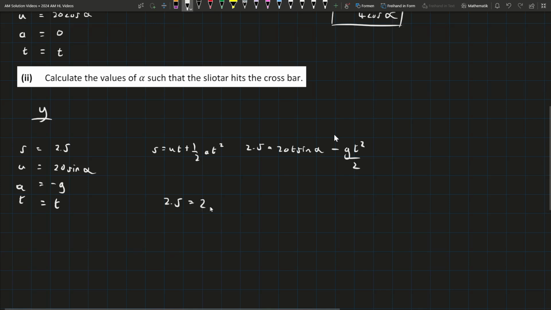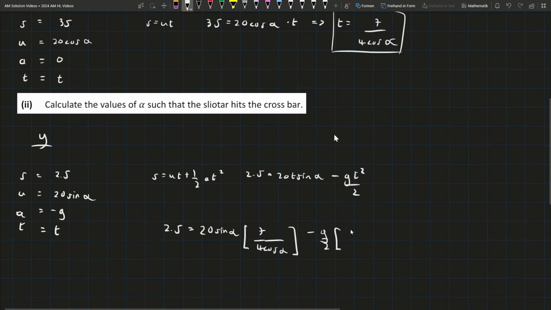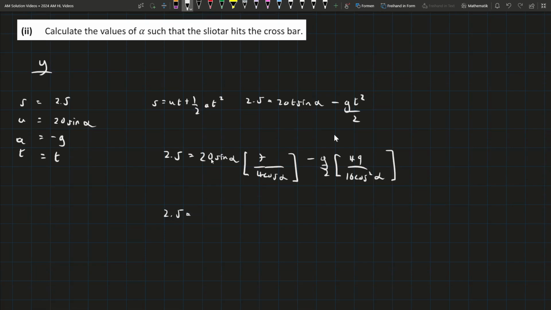2.5 will be equal to 20 sine alpha, and then replace the t, it's 7 over 4 cos alpha, minus g over 2 times t squared. Square each thing, we'll have 49 over 16 cos squared alpha. And we'll have to use a trig identity here, so we can get alpha, you'll see in a second. 2.5, so 20 divided by 4 is 5, 5 times 7 is 35. Then sine alpha over cos alpha is tan alpha. Then we'll have minus 49g over 32.